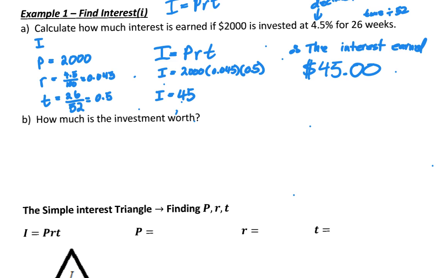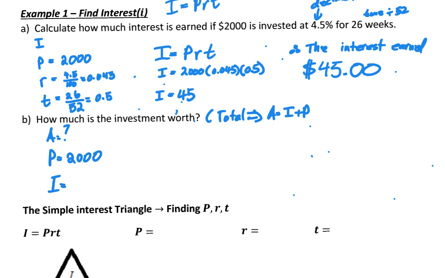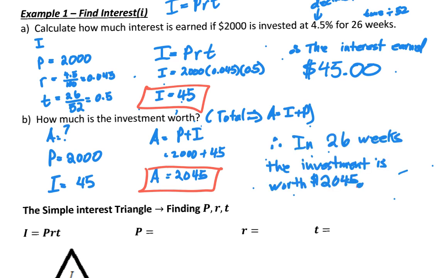So now, the last part of the problem is how much is the investment worth? That is actually talking about the total, which is just A is equal to I plus P. So, let's go. A equals, we don't know what that is. P equals, we do know what that is, which is $2,000. And I is literally 45. So A is equal to P plus I, and we end up with 2,000 plus 45, which is $2,045. And those are our answers for each part, and we have to do our final statement. In 26 weeks, the investment is worth $2,045, and we're done.